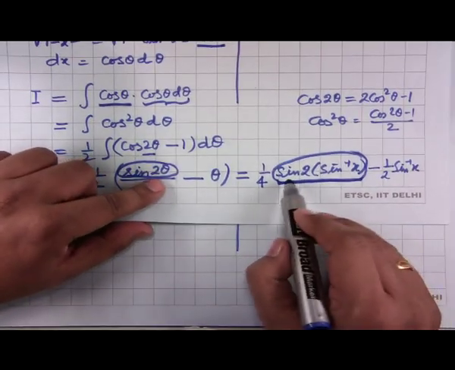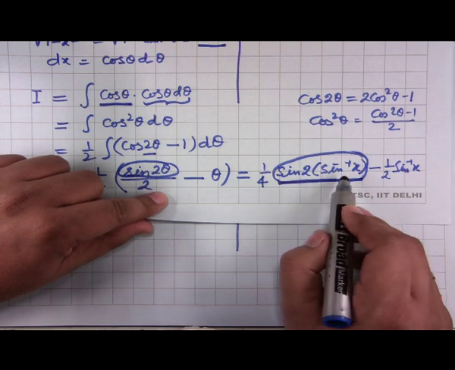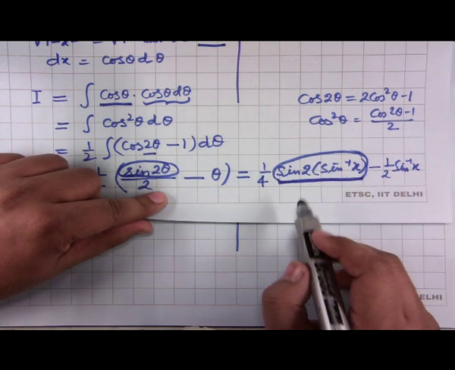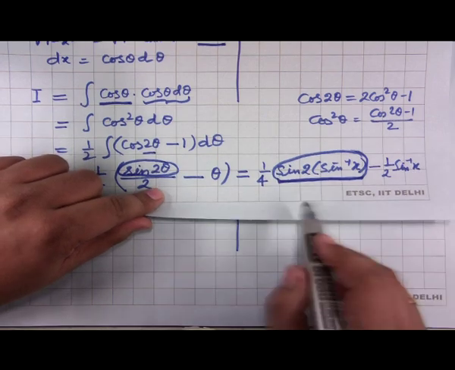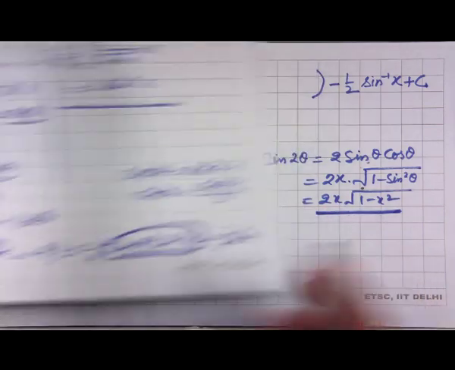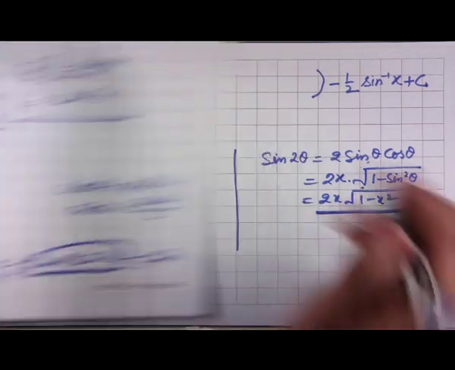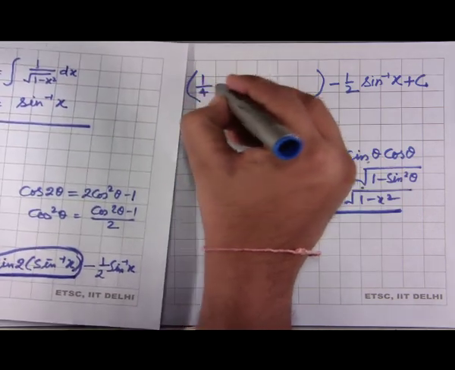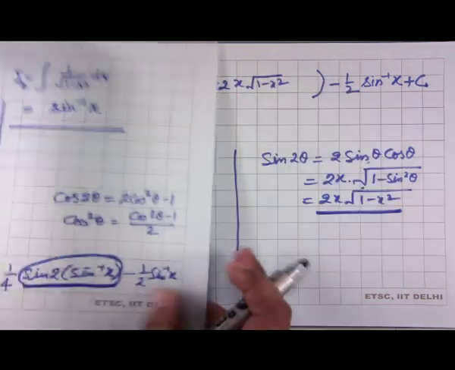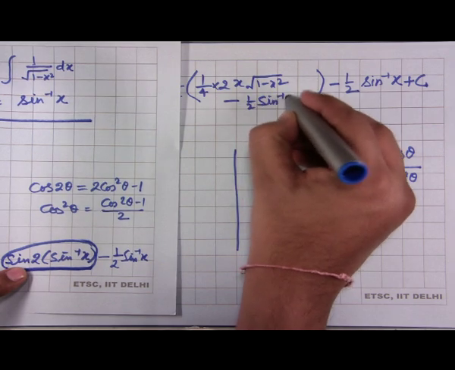You can also simplify it this way: sin of 2 sin inverse x will be twice sin of sin inverse x into cosine of sin inverse x, and then cosine of sin inverse x can be written as the square root of 1 minus x squared, which is nothing but the same as this term. So, ultimately we get the same expression which we got from here. So, this expression is 1 by 4 of 2x square root of 1 minus x squared minus 1/2 of sin inverse x.